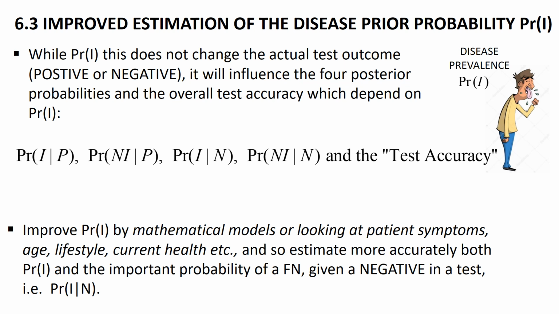So if you turn up and you've lost your sense of smell and your sense of taste, and you've got a fever and you've got a dry cough, then the probability that you have COVID, the prior, would go up to, I don't know, 0.8, 0.9.